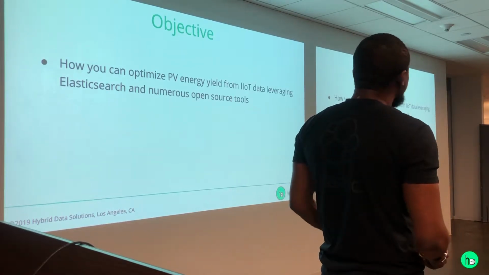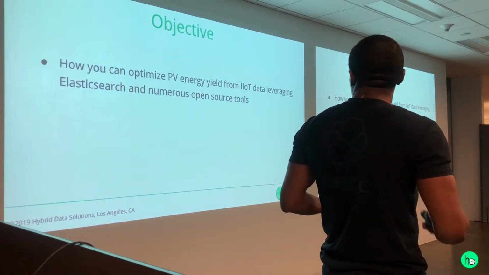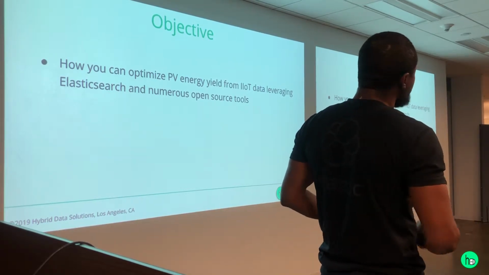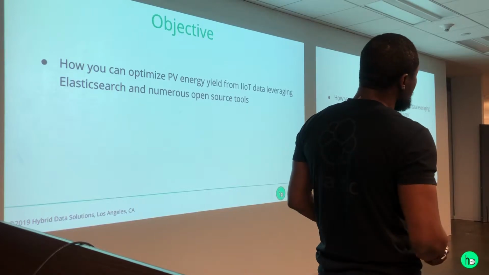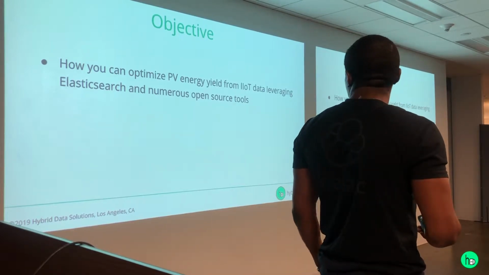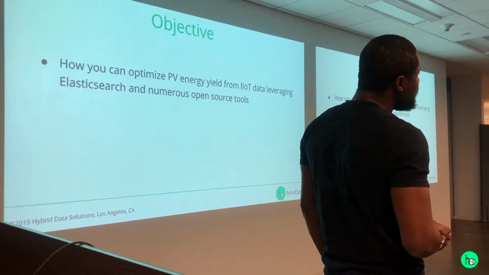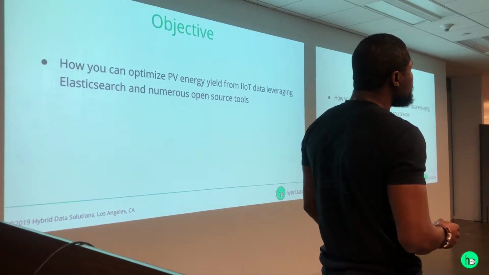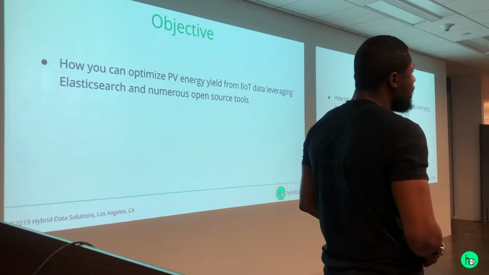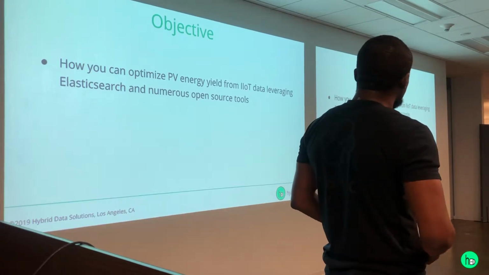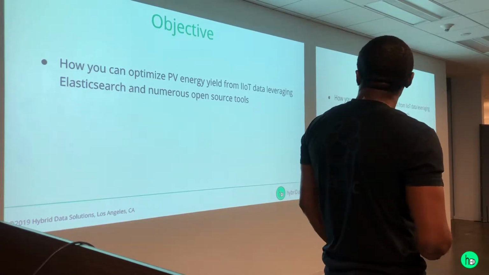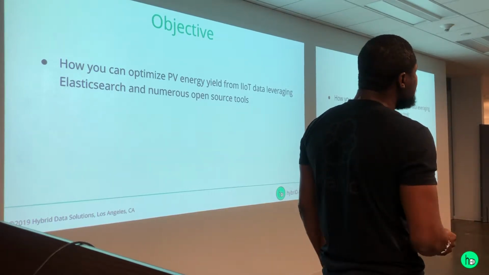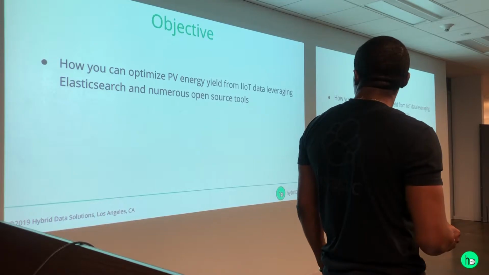Like I alluded earlier, what I want to give you is a sense of how you can optimize photovoltaic energy yield from industrial Internet of Things data by leveraging Elasticsearch and numerous open source technologies. By open source technologies, I mean your GraphQL, your MQTT, you name it. Those are the open source tools, and also your Apache VTL templating language.